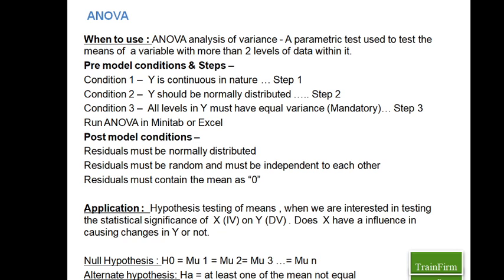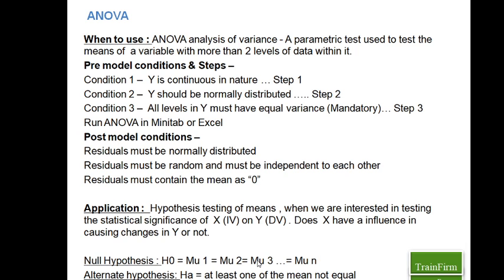Okay, so the null hypothesis is generally represented as H naught, right? That means the mean of the first level is equal to the mean of the second level is equal to the mean of the third level, and however many levels you have in that variable. So we assume that the means are equal, and that's the null hypothesis for you.